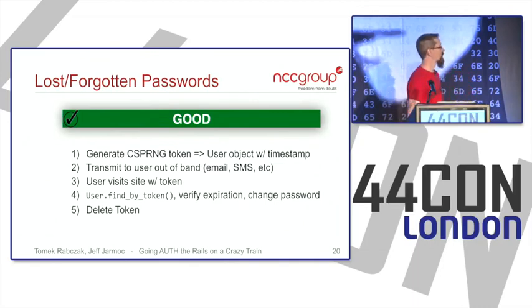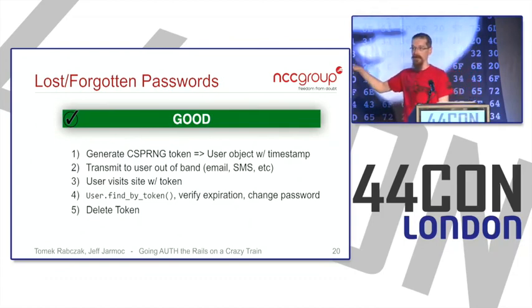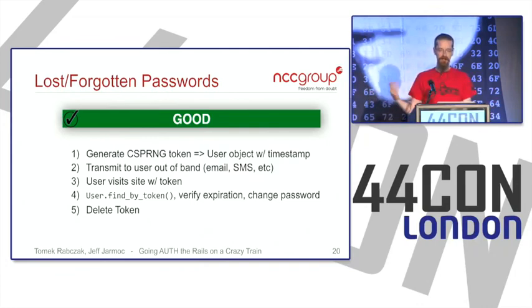The user then visits the site with the token, usually by following a link to reset their password. The server then looks up the user object associated with that token and verifies the expiration policy, that the token was created within a time that it's still allowed. That prevents the token from being active forever if it's compromised from the user's mailbox. And then finally, change the password.